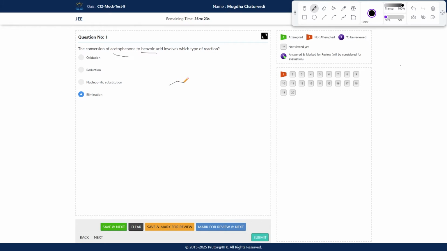Okay. So if you see, then we have acetophenone. This is the acetophenone. And we have to see its conversion to benzoic acid. Okay, so this with COOH group is benzoic acid. So now what is this type of reaction? So this is basically an oxidation reaction.